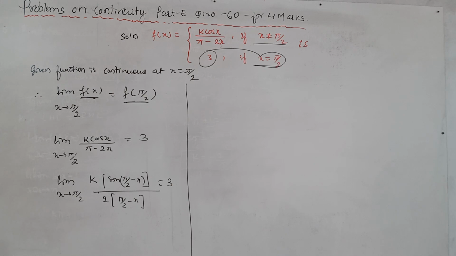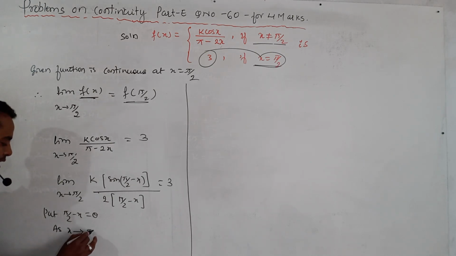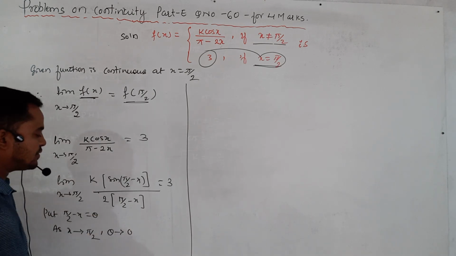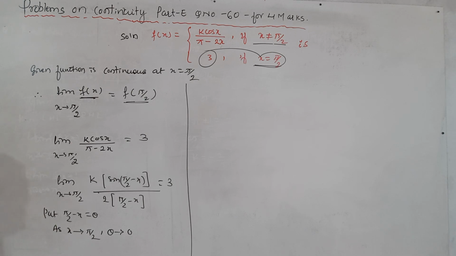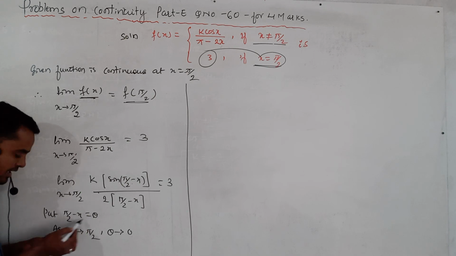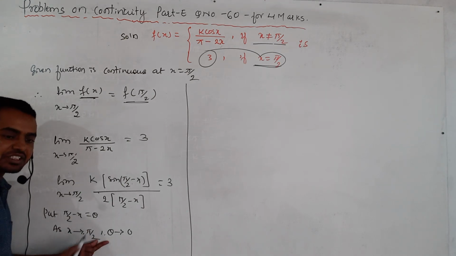Put 5 by 2 minus x is equal to theta. As x tends to 5 by 2, then theta tends to 0. Therefore, wherever 5 by 2 minus x is there, I am writing theta. As x tends to 5 by 2, it implies theta tends to 0.